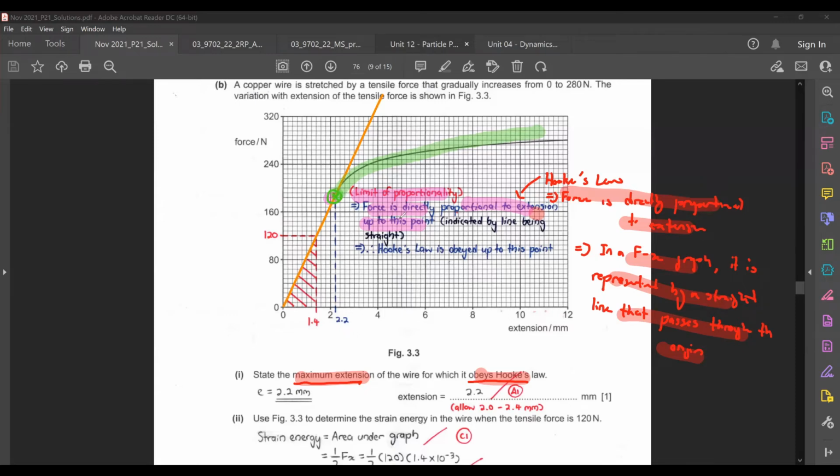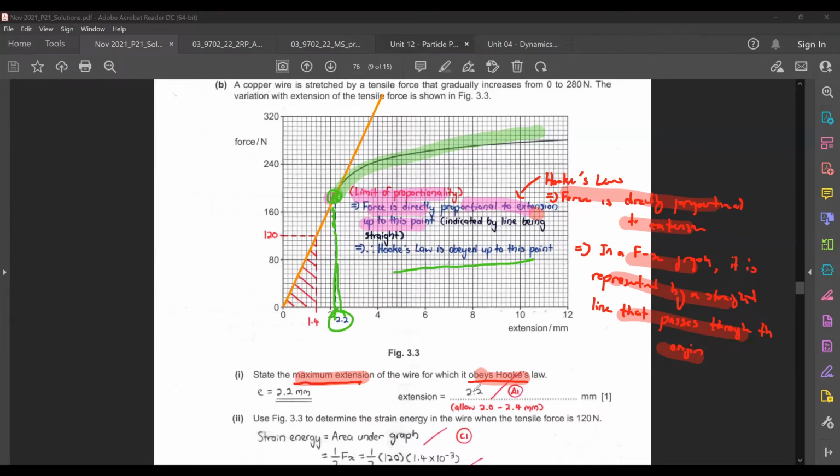Force is still directly proportional to extension up to this point. So Hooke's law is obeyed up to this point only. After that, Hooke's law is no longer obeyed. So my maximum extension will be up to here only. At the limit of proportionality, extend your line downwards and see what the extension is.